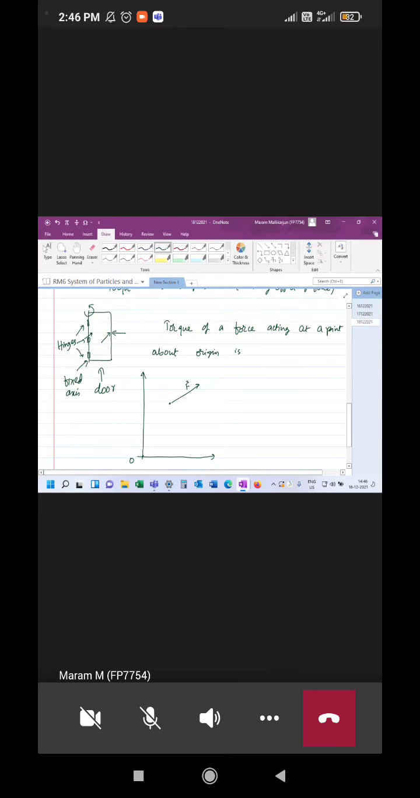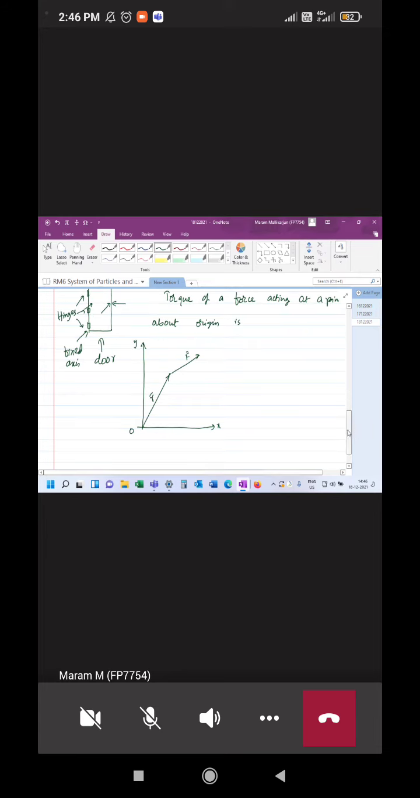Force is acting in that direction. Then at this point, the position vector is r bar. R bar is the position vector of this point, with y and x components. Okay, so how is this torque? Torque is defined as tau equal to r bar cross F bar.